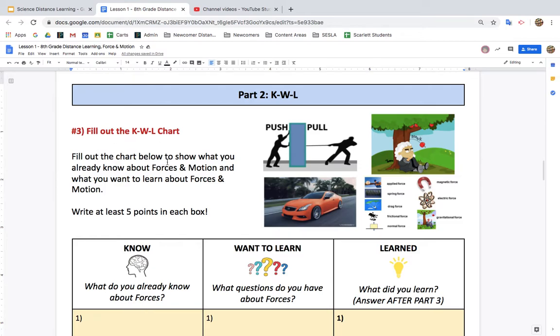Fill out the chart below to show what you already know about forces in motion and what you want to learn about forces in motion. Write at least 5 points in each box. Here are some pictures to get you started.